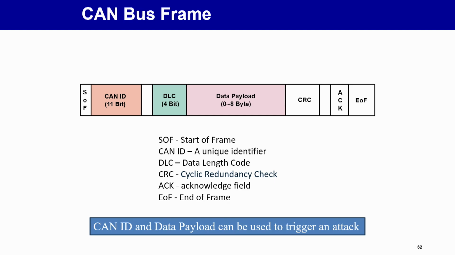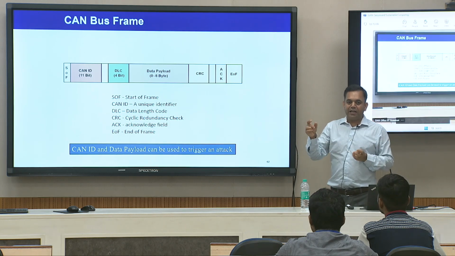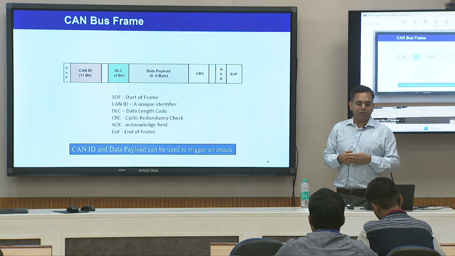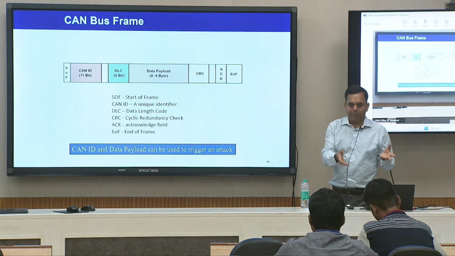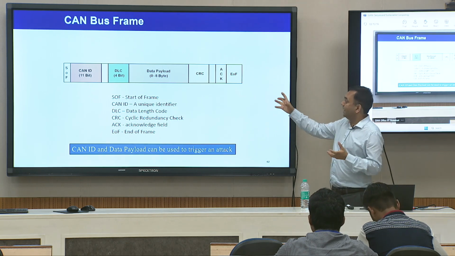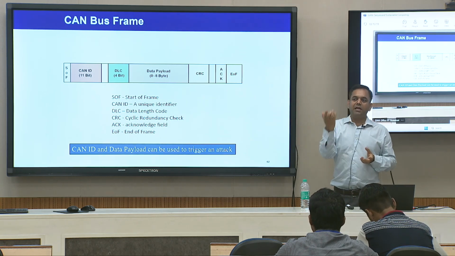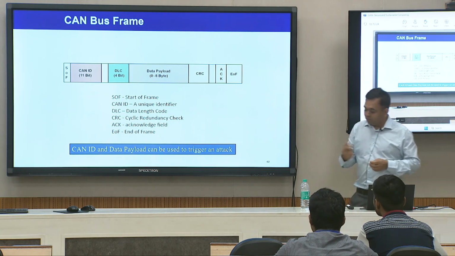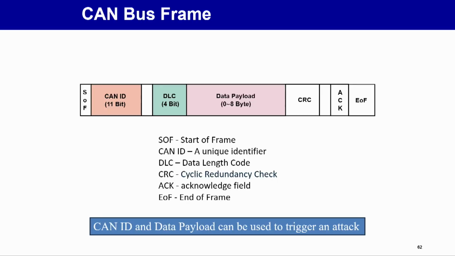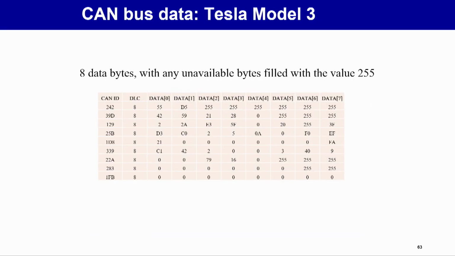So here, what exactly you can do is change the CAN ID and data payload to trigger an attack, because there are a lot of CAN messages going from one controller to another. For a particular CAN ID going into some electronic control unit, there is a payload going with it, to do the braking or the acceleration. If you change that payload, it will not do acceleration, it might do something else. So this is how you can change the payload and CAN ID to do the attack.